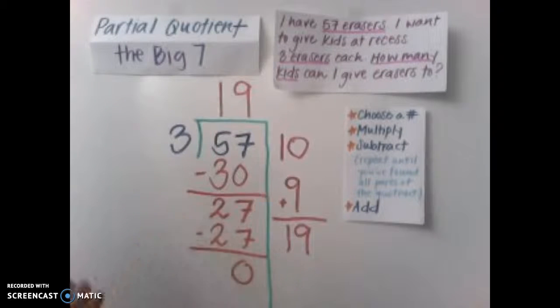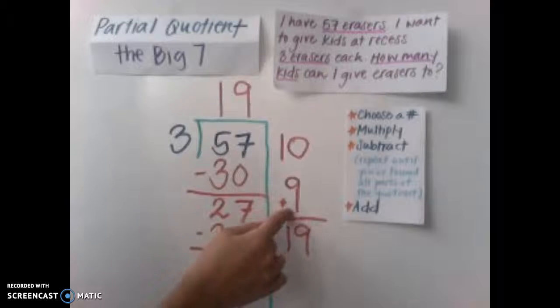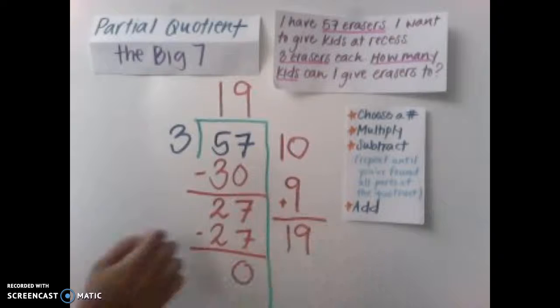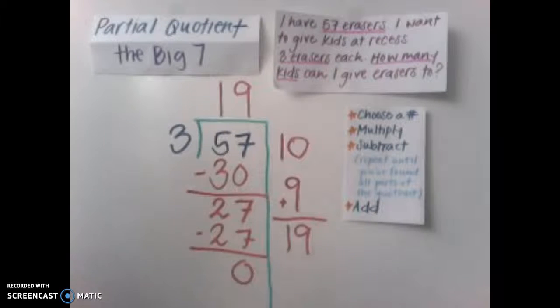So I had 27 erasers left. I gave them to 9 more kids. 9 times 3 is 27. Now there's nothing left. I found all parts of the quotient. So then I added my parts of the quotient together to get 19.